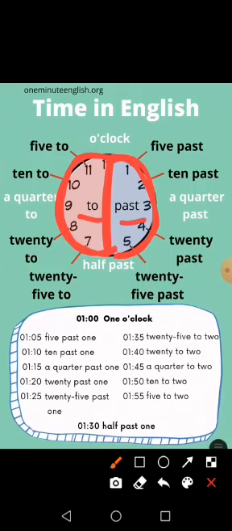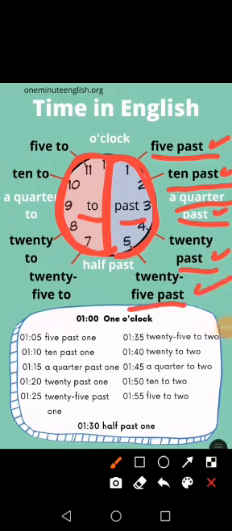Okay, students? So, look here. It is 5 past. It is 10 past. Can you see? It is a quarter past. We use what? We use the word past. 20 past. It is 25 past. So we use past in this part.